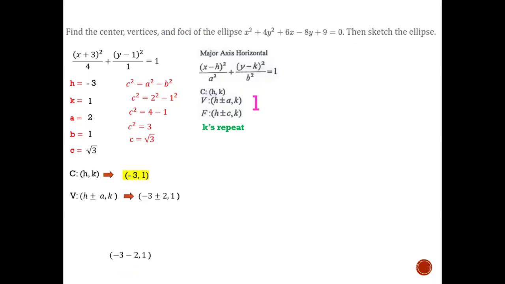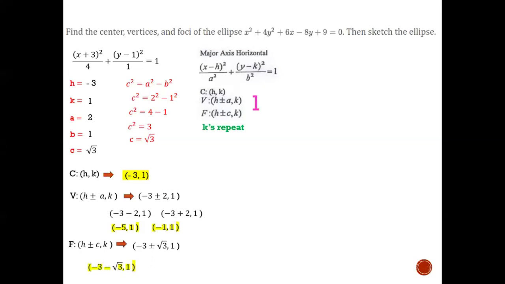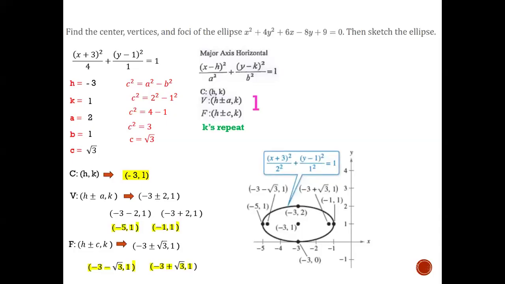So this is my center. These are my vertices, simplified. These are my foci, and I can sketch my graph. All right. Let's find the standard form equation of a hyperbola.